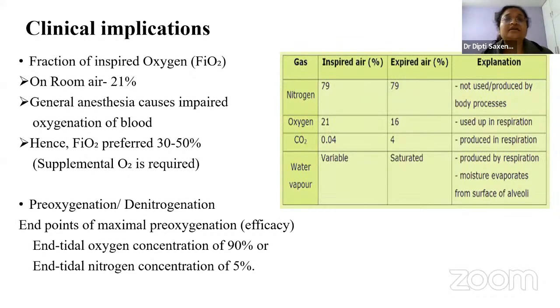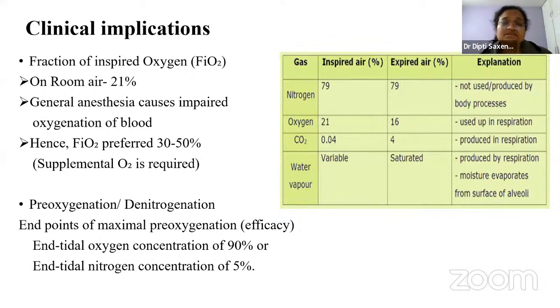So they are thrown out of the body through the expired air. Now, in this slide, I have introduced two very important topics. One is fraction of inspired oxygen. Now, the fraction of inspired oxygen, as we can see in the slide, is 21%, because the composition of inspired air shows that oxygen is 21% in inspired air.